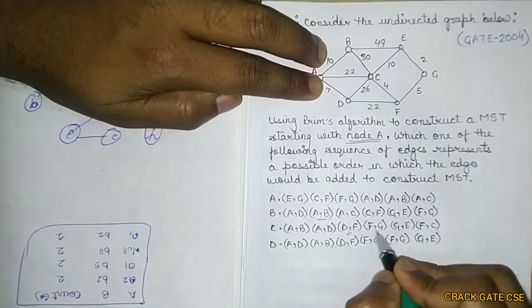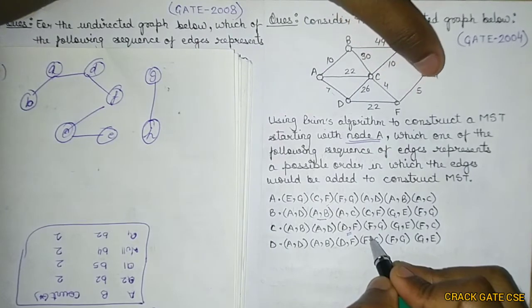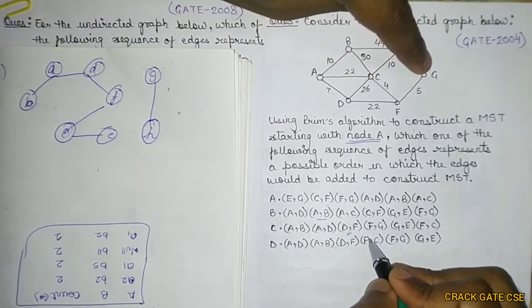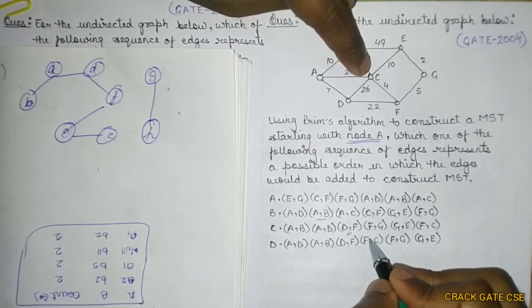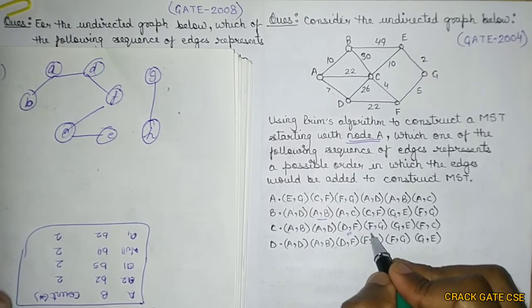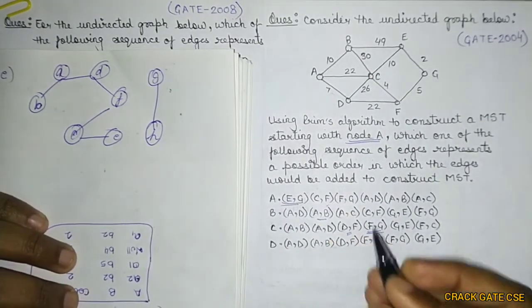Then they have selected F and G. See, they have selected F and G, which is not the right thing, because instead of FG they have to select FC, because 4 has the minimum value. So C cannot be the answer. This FG violates the condition here.